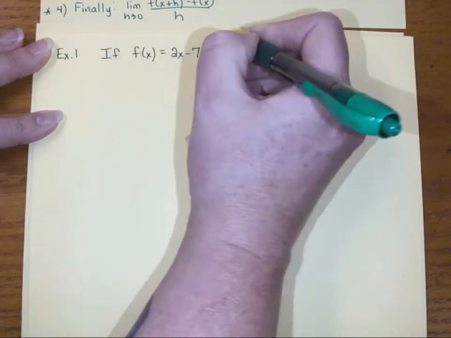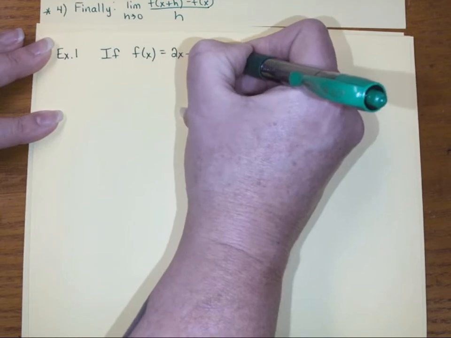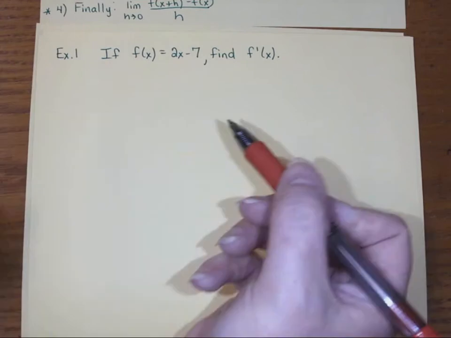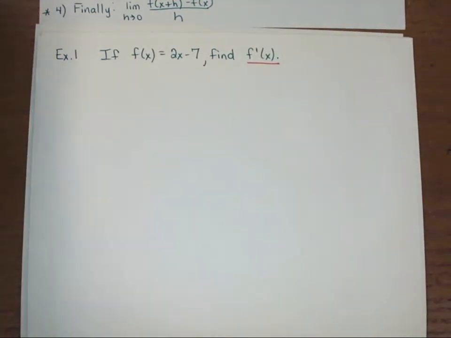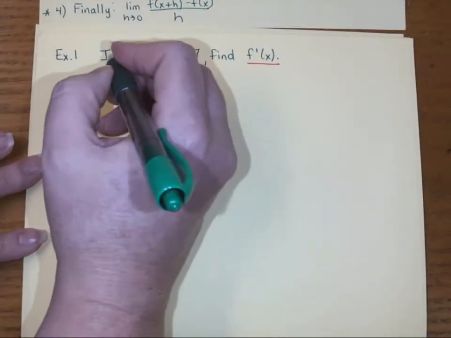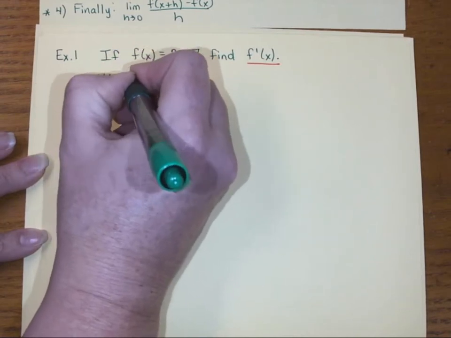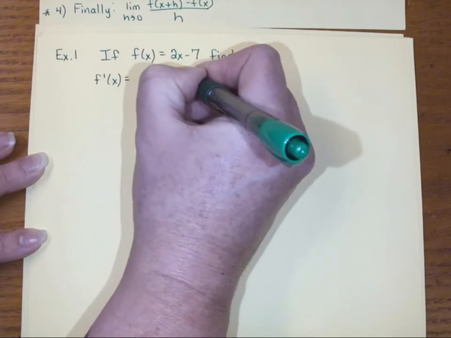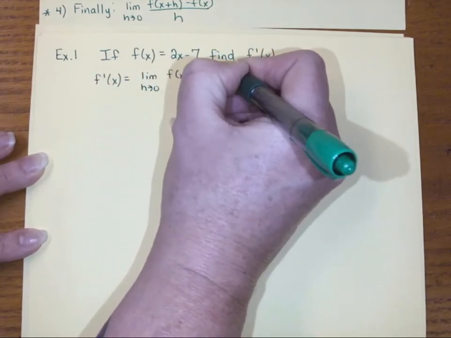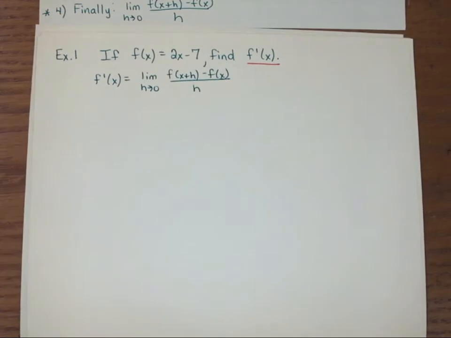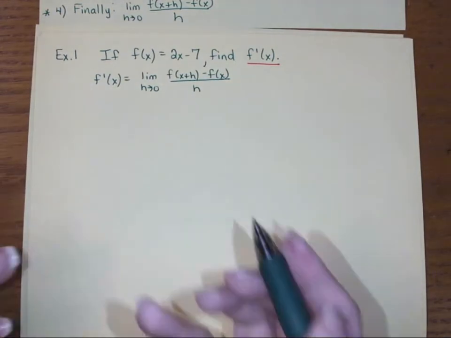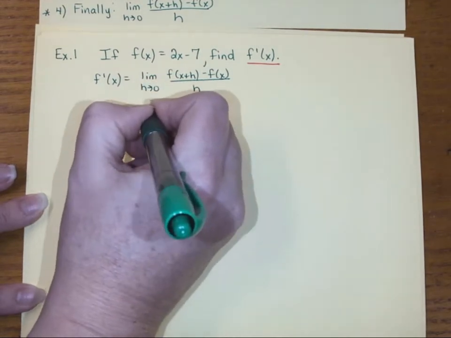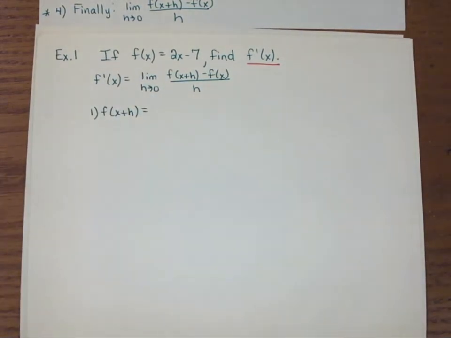So let's say we have a function 2x minus 7, and I ask you to find f prime of x. Okay. Now when you see f prime of x, that means I'm asking you for the derivative. Okay, so I'm asking you to do that long equation. The limit as h approaches 0 of f of x plus h minus f of x all over h. Okay, that's what I'm asking for. Okay, and again, the 4-step process is just going to say, hey, I don't want to tackle all that at once, so let me just tackle this piece. Okay, we've done this before, a couple lessons ago.